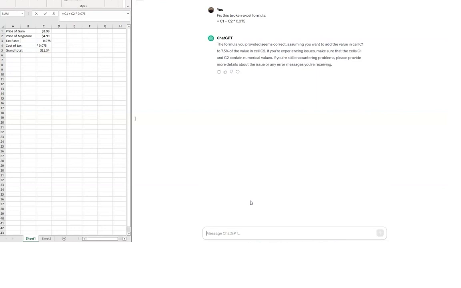Notice that in this case, ChatGPT says that the formula might be okay, depending on what we're trying to do with it, but that it may need a parenthesis for the formula to work properly. So let's explain further with a follow-up prompt. The formula is supposed to add the cost of two items and then multiply it by the cost of the local tax rate. Please fix.